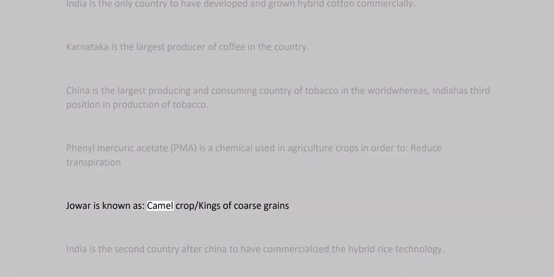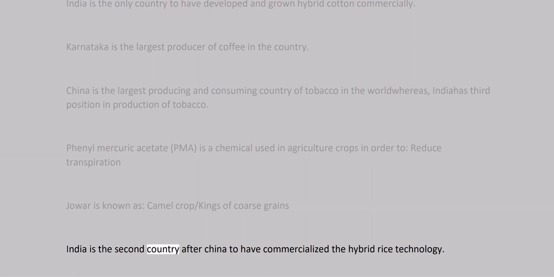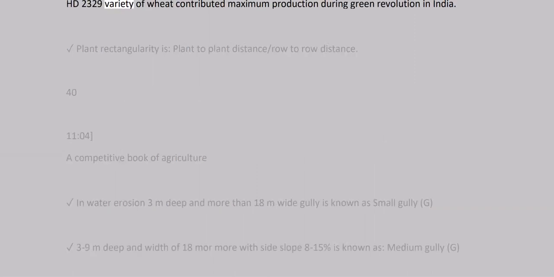Jowar is known as camel crop, the king of coarse grains. India is the second country after China to have commercialized the hybrid rice technology. HD 2329 variety of wheat contributed maximum production during Green Revolution in India.